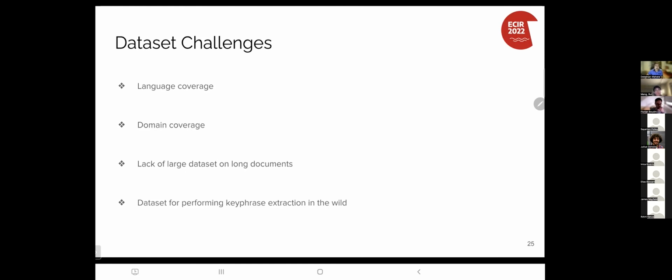So lastly, we hardly have datasets for performing key phrase extraction in the wild. OpenKP is the only dataset that to some extent attempts to solve this issue. So more efforts certainly need to be made in this area.